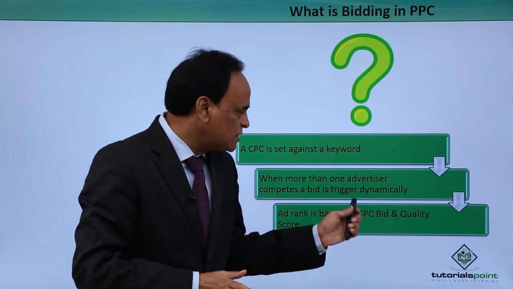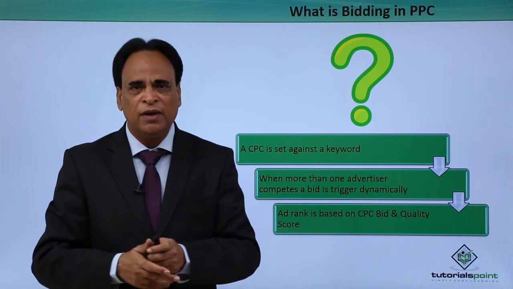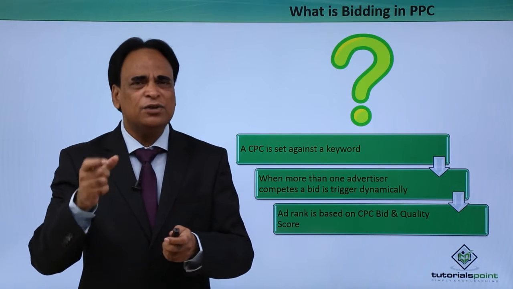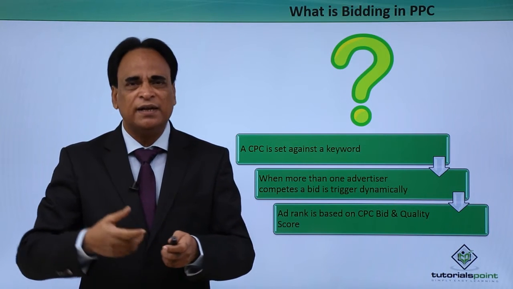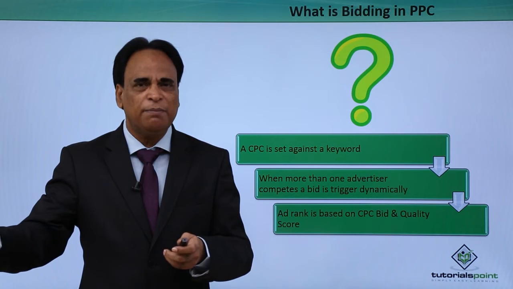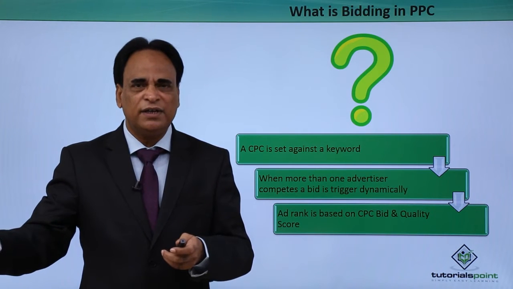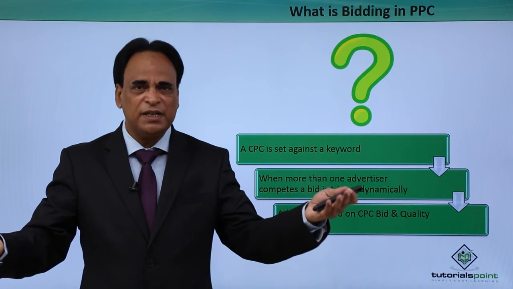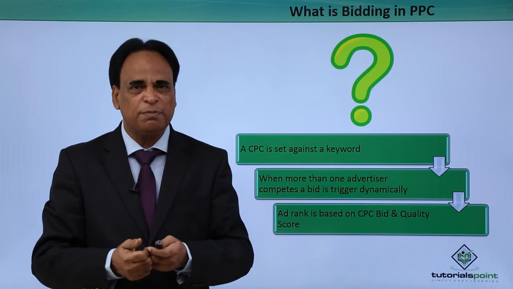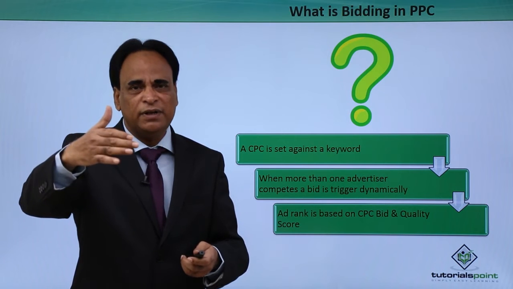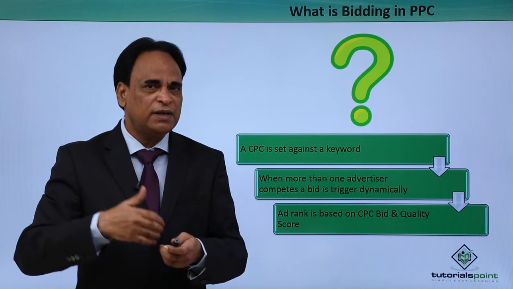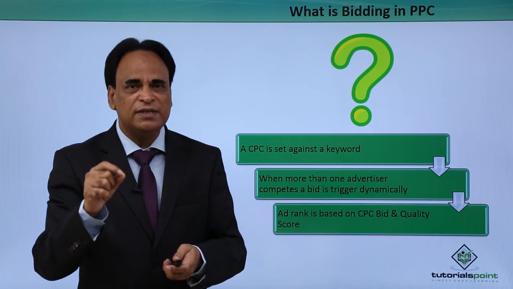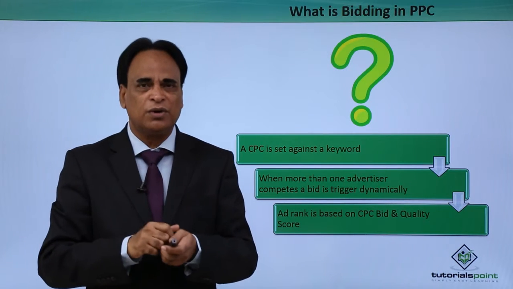Ad rank is based on CPC bid and quality. What are those factors? It could be CPC, but it is not necessarily only CPC. Let us say one company is paying $10 or $15, and some other company is paying the same amount, $15 per click. Why will one company come on top and the other come down? It is not just about the bid price. It is also associated with quality score.